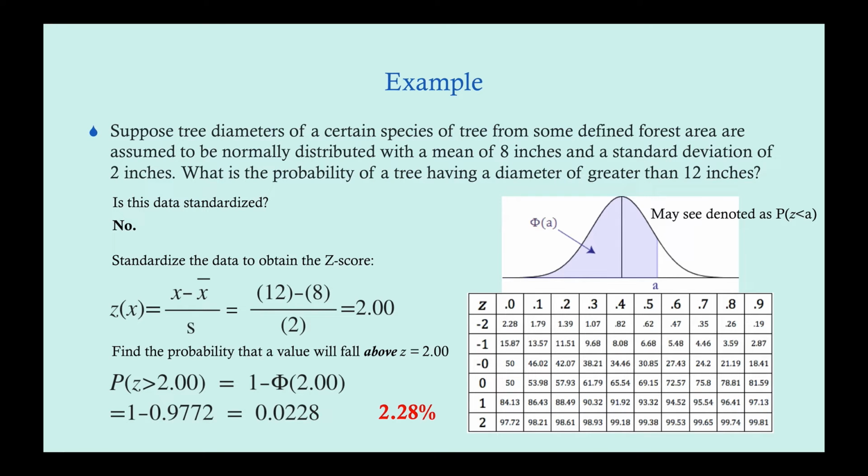So you may see this if you read books on statistics or maybe some of your review material. You may see it described as phi of your z-score. So phi of 2 would be 0.9772. Or you may see it denoted as probability of z less than 2, and then that would be this value here. Remember that your z tables are typically going to give you the probability that it falls below that z value. Okay? If you have any questions on this, write me a note below.